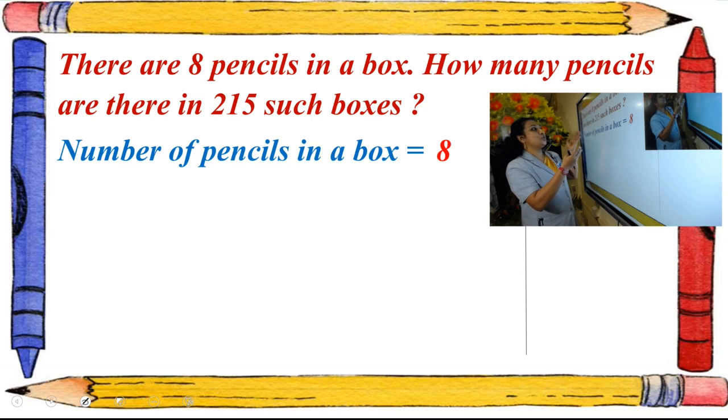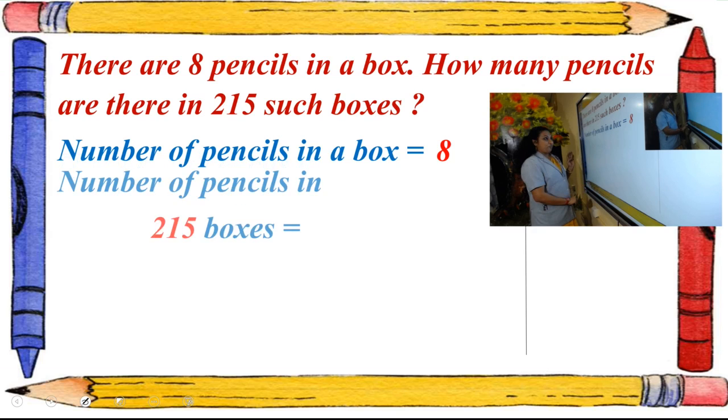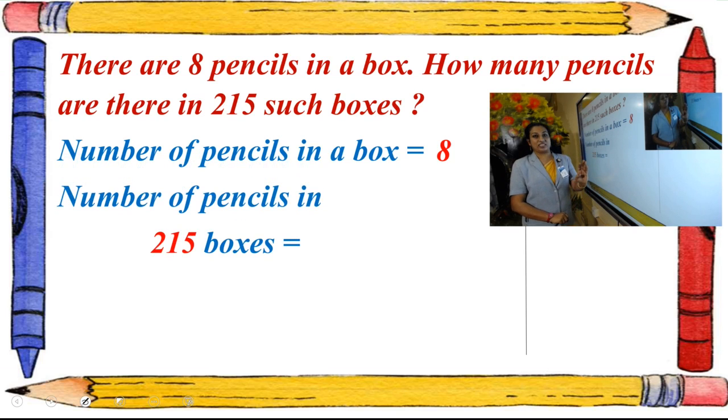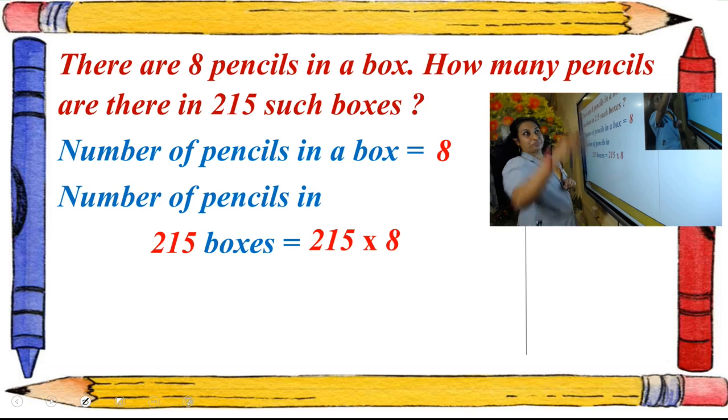Again, what is the next statement? How many pencils are there in 215 such boxes? So, in this way, how many boxes are there? 215. How many pencils are there? So, what will you write? The same step, instead of a box, you will write 215 boxes. So, number of pencils in 215 boxes. In one box, 8 pencils. So, to find more boxes, what will you do? You will multiply. So, it is 215 into 8. Now, we'll do that in the working column.